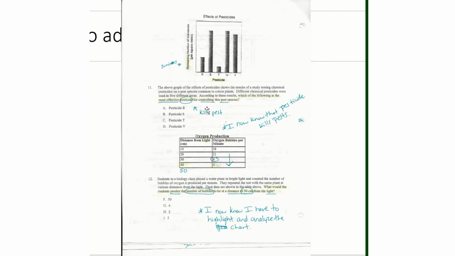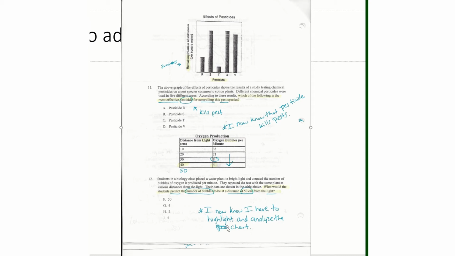Which of the following is the most effective pesticide for controlling this pest species? So, most effective pesticide, that means kills pests, controlling pests. You all didn't highlight that remaining means survivors. So, which one has the most survivors? S and U have the most survivors. That's not what we're looking for, though. We're not looking for survivors. We're looking for what kills the pest. And that was this one, because it has the least survivors. I now know that pesticide kills pests.